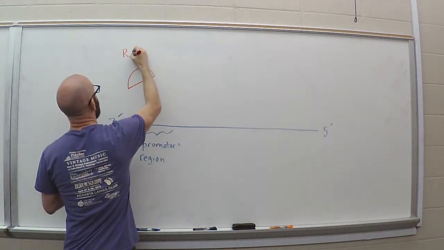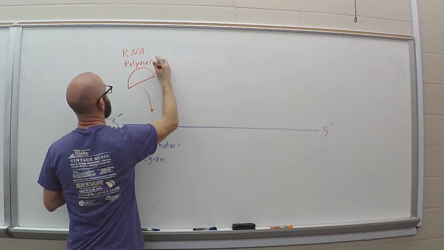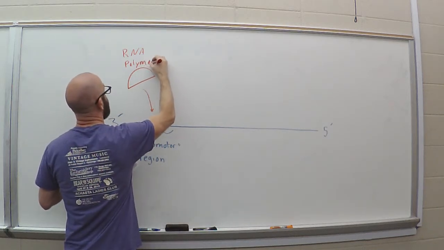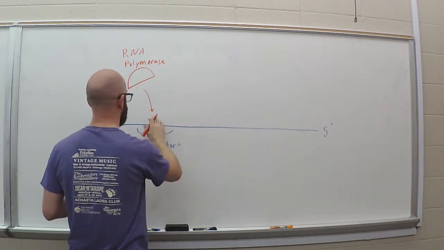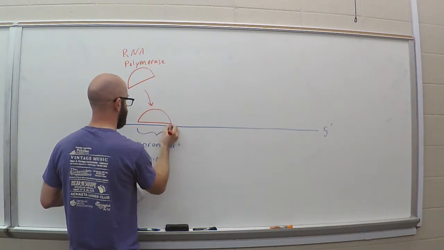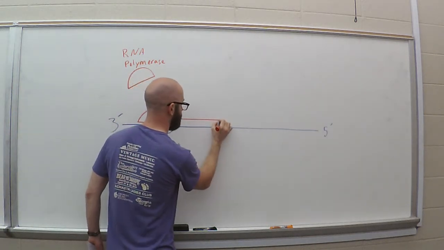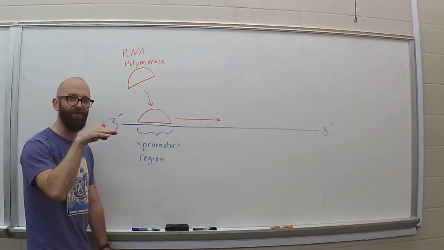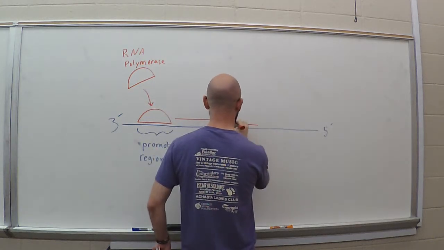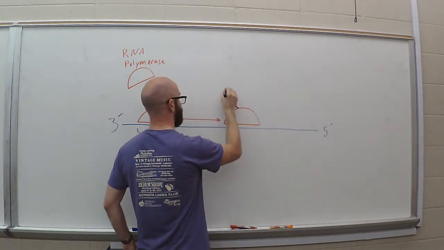So this is RNA polymerase. RNA polymerase will bind to the gene at the promoter, and then it will just extend along the gene. It'll just travel along the gene, creating a new mRNA strand. And it'll just kind of spit that RNA strand out the top.